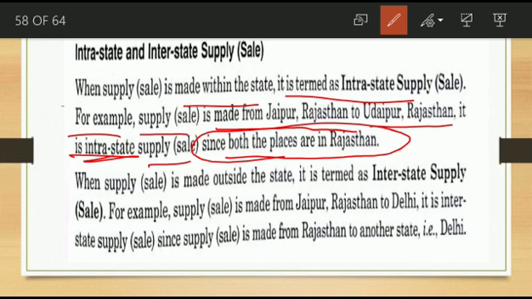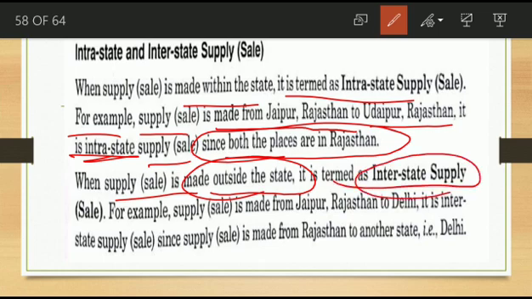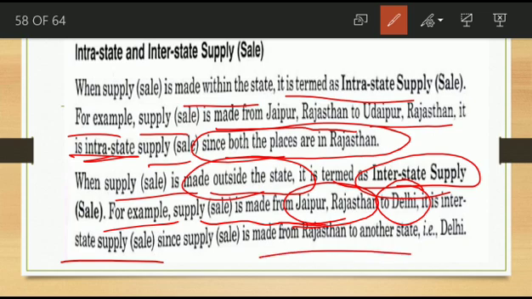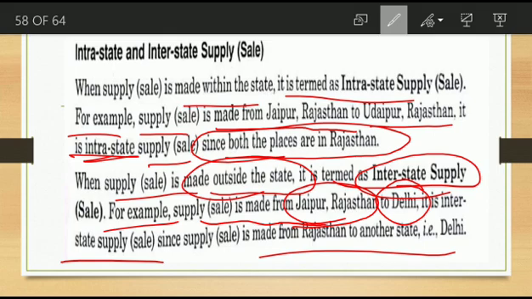Next, when supply or sale is made outside the state, then it is termed as interstate supply, between two states. Okay. For example, a supply or sale made from Jaipur, that is in Rajasthan, sold to where? Delhi. It is interstate supply. So, since supply is made from Rajasthan to another state, that is Delhi. Okay.